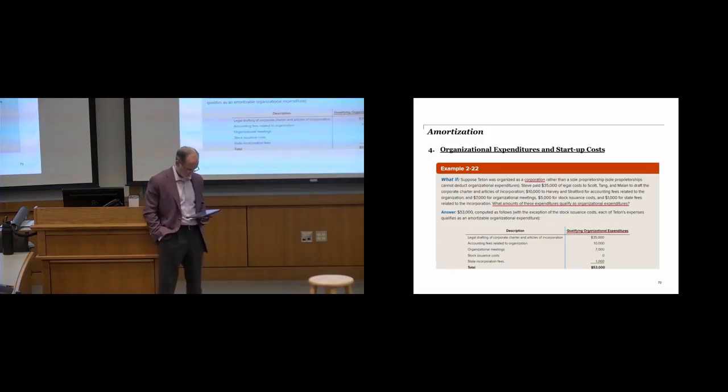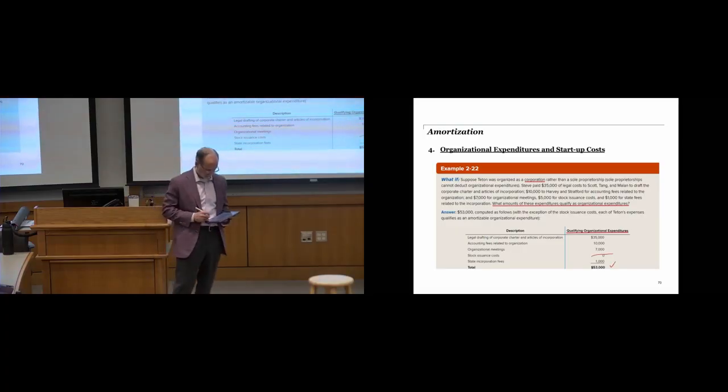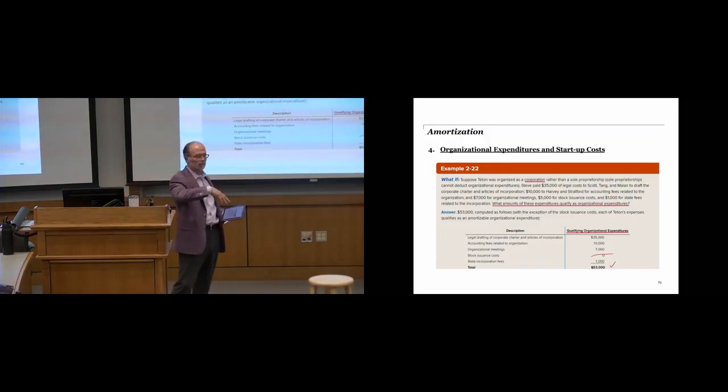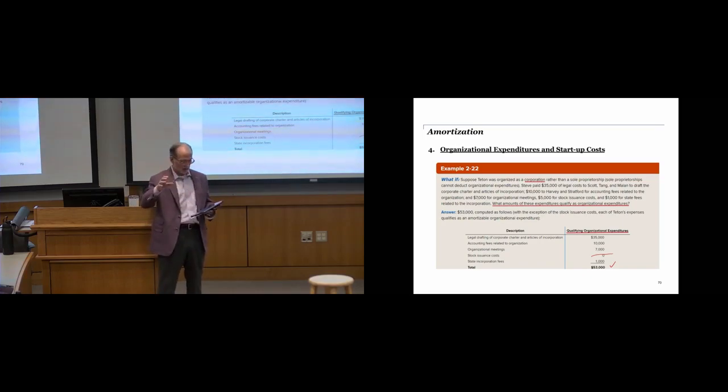So the qualifying organizational expenditures only include the legal costs to draft the corporate charter and articles of incorporation, accounting fees related to the organization, organizational meetings, and the state incorporation fees. So the stock issuance costs are not considered qualifying expenditures. So you add those up and you get $53,000. I don't know the rationale behind why stock issuance costs are not part of the organizational costs. They might be otherwise deductible under trade or business expenses, but they technically don't fall under organizational expenditures. And so we got 53 total here.